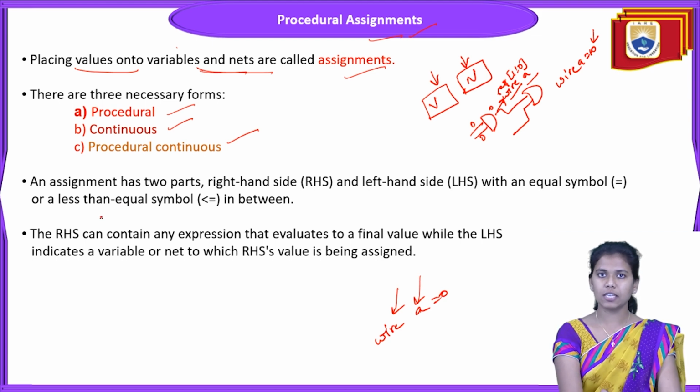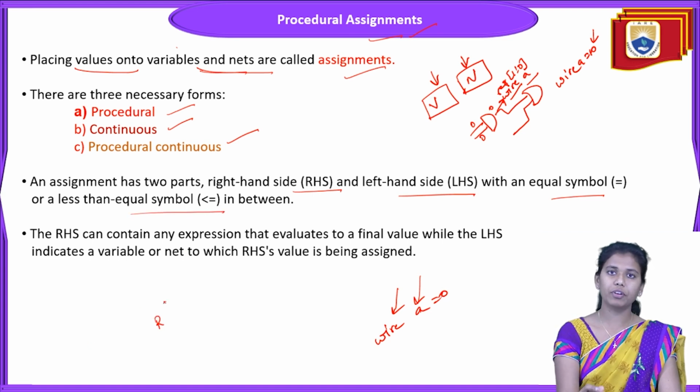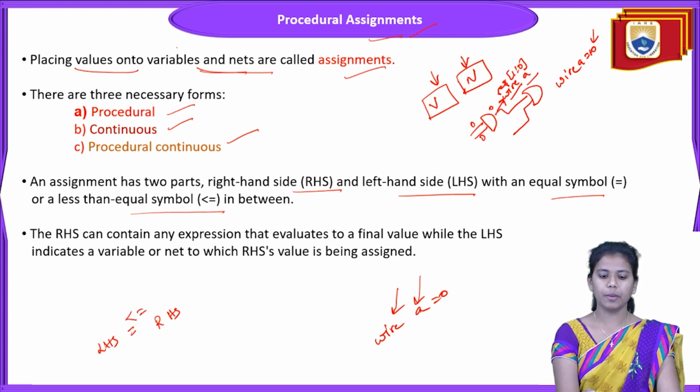An assignment has 2 parts: the right hand side and the left hand side, with the equals symbol or the less than or equals symbol in between. So an assignment consists of a left hand side, a right hand side, and in between you may have the equals to or less than or equals to symbol.